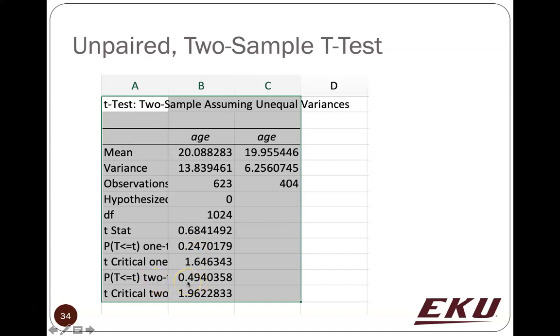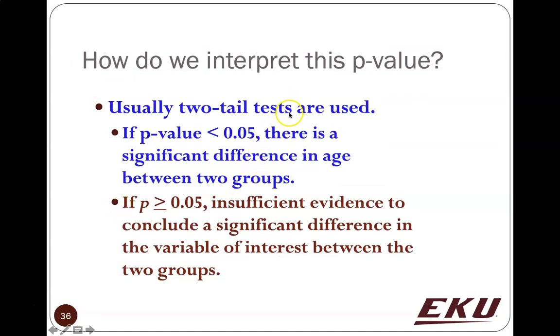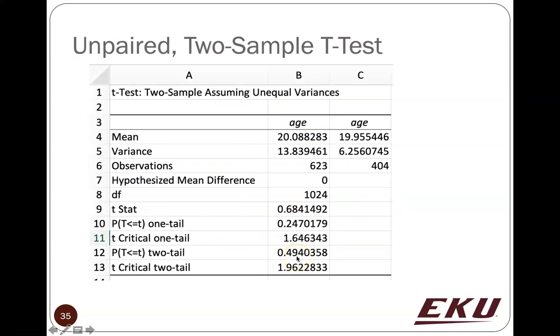And the p-value, if you want to expand it out so you can read what it says, p-value of the t-test, two tails, 0.49. So, what does that tell you? Is there a significant difference between 20.1 years of age and 19.96-ish years of age? Is that difference significant or not? Well, there's your p-value, 0.49, so you should know that. So usually the two-tailed tests are used, and if there was a p-value less than 0.05, you'd say that there was a significant difference between the two groups. Here we have a p-value of 0.49.